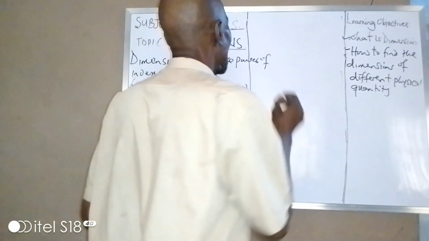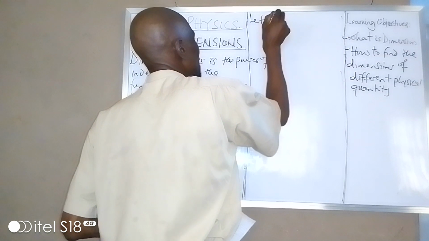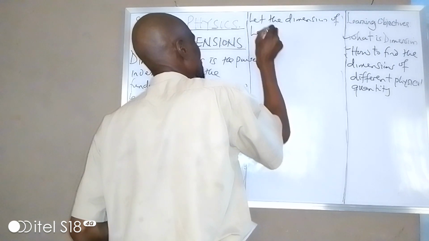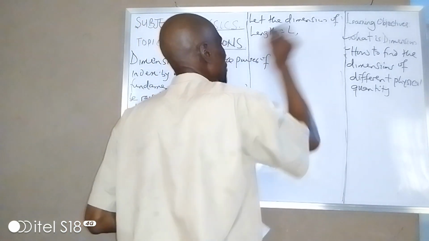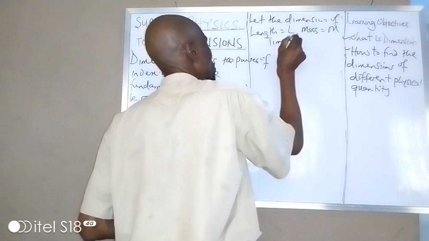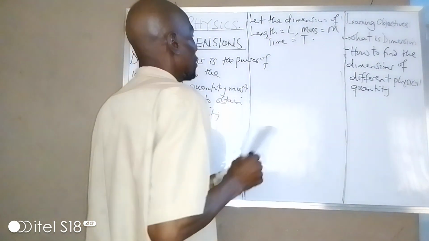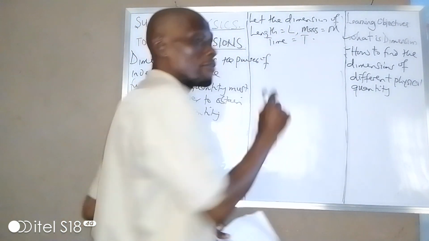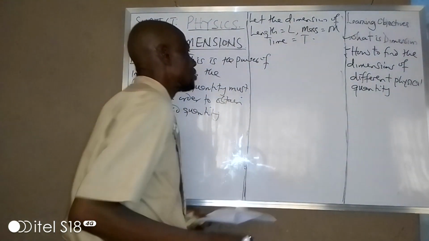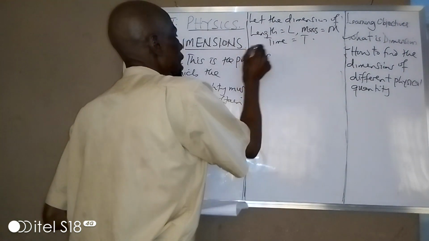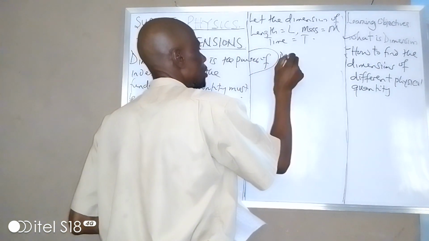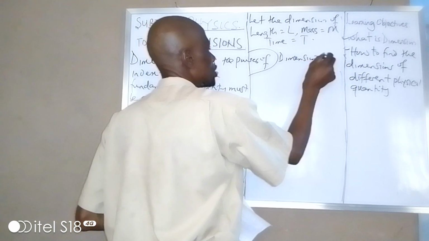So basically, the first thing: let the dimension of length be L, the dimension of mass be M, and the dimension of time be T. So remember, length, mass and time are fundamental, but you represent them with L for length, M for mass and capital T for time. Is that clear? Now, having said that, let us look at this question: find the dimension of volume now.